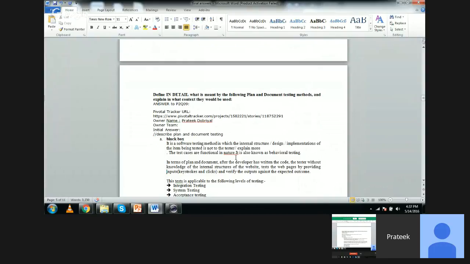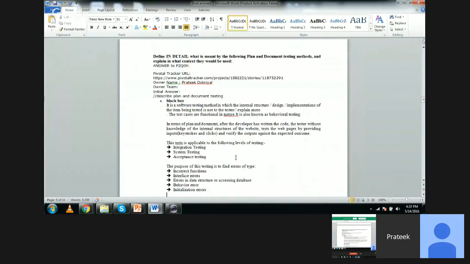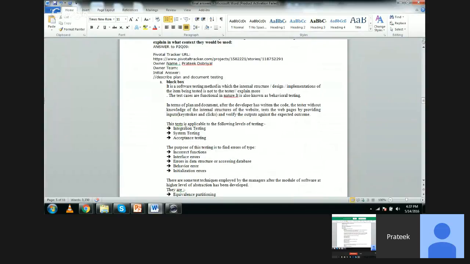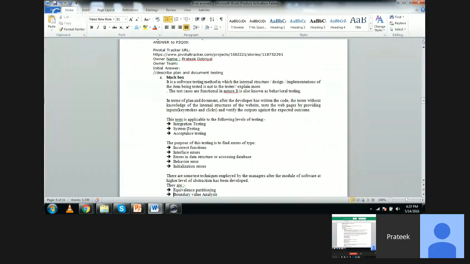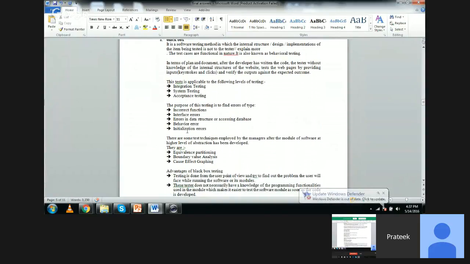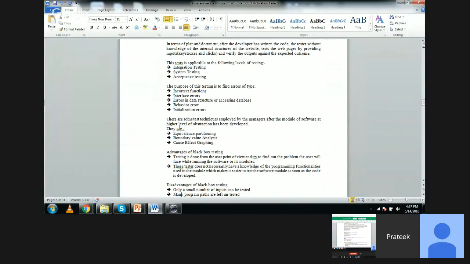And then what I'm describing is that black box testing can be implemented during integration testing, system testing, and acceptance testing. The purpose of that testing is to find incorrect functions, interface errors, errors in data structure, behavior errors, and initialization errors. Then the techniques employed by the manager after a module of software at a higher level of abstraction has been developed. So then we can use these techniques: equivalence partition.